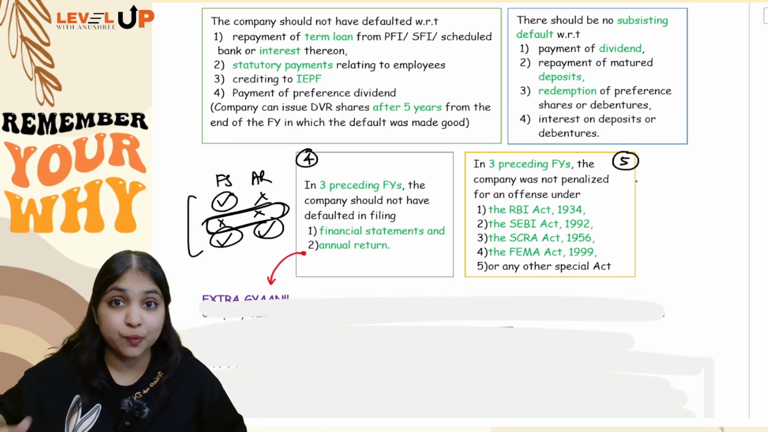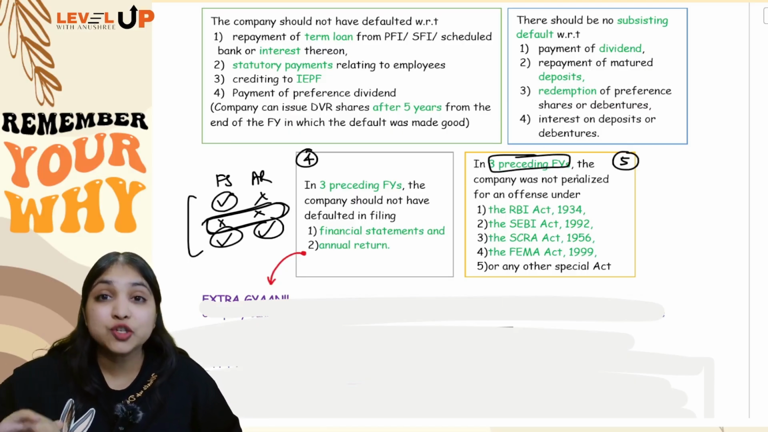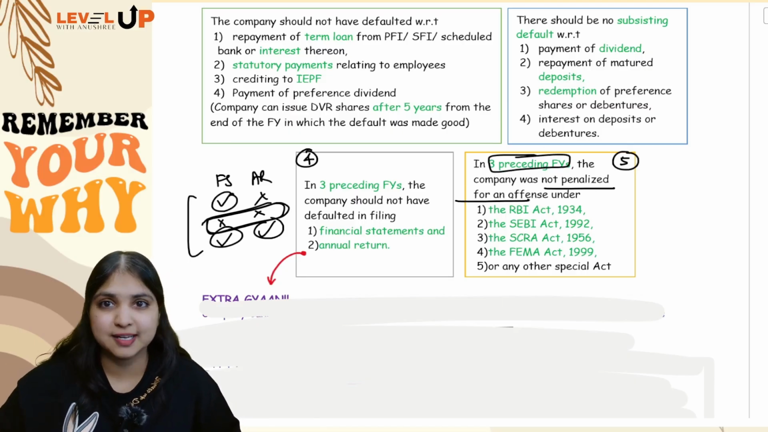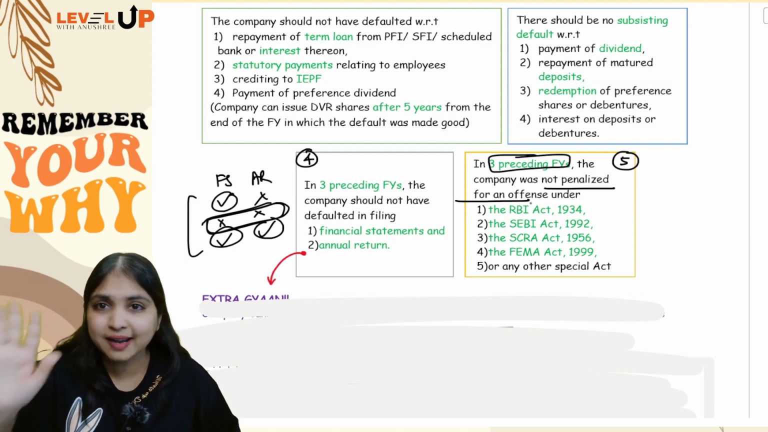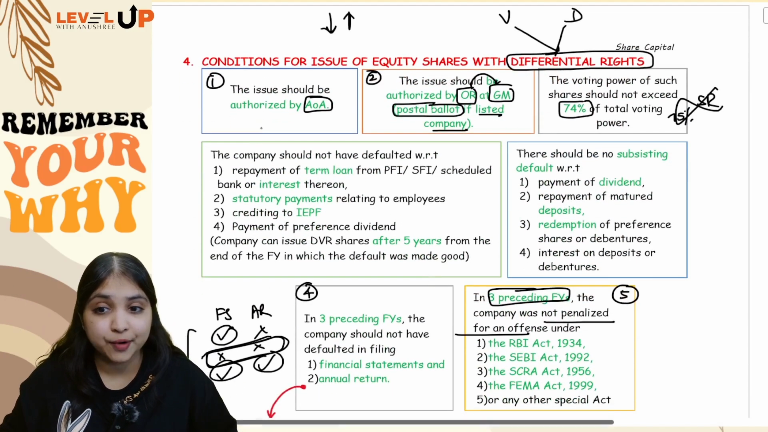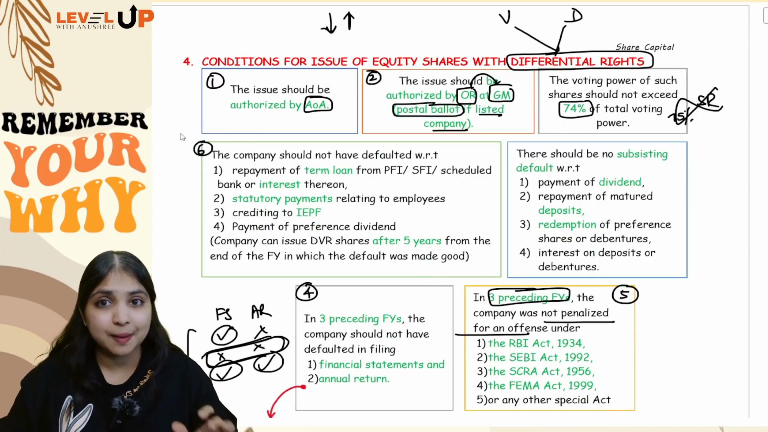Then my fifth condition was, again I will look at the last 3 years. Company should not have been penalized for any offence relating to SEBI Act, SCRA, FEMA and RBI Act. And then we said the sixth point. In the sixth point we said, company, please don't commit defaults.